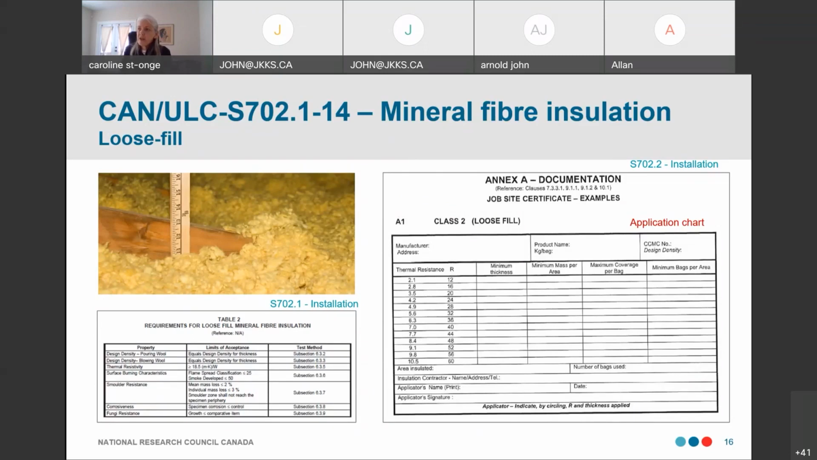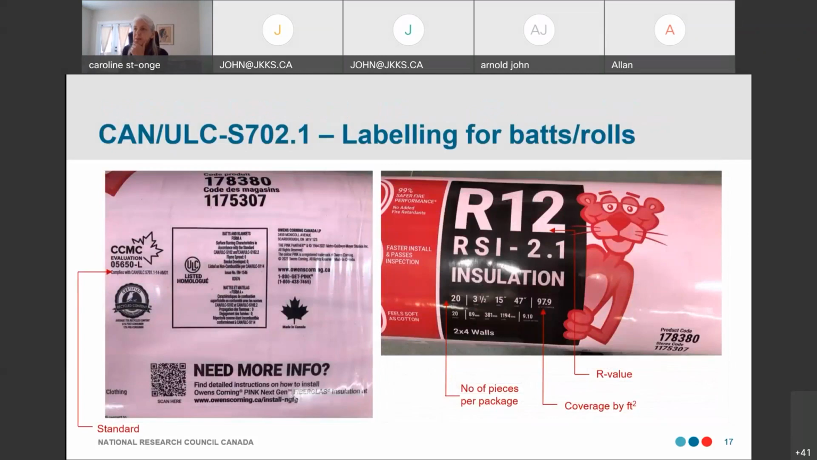So this information must be part of the job site certificate that the installer should provide on site and install in an area where it's going to be available. Usually it's close by the electrical panel. Here are some examples of the labeling for the batts.